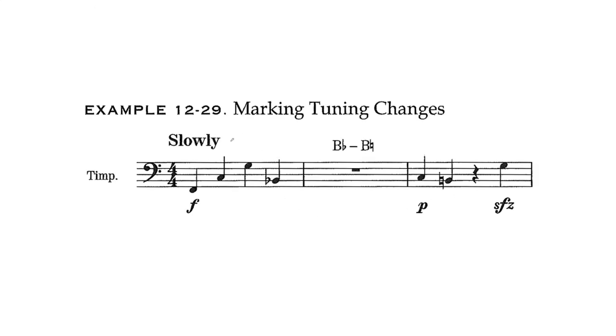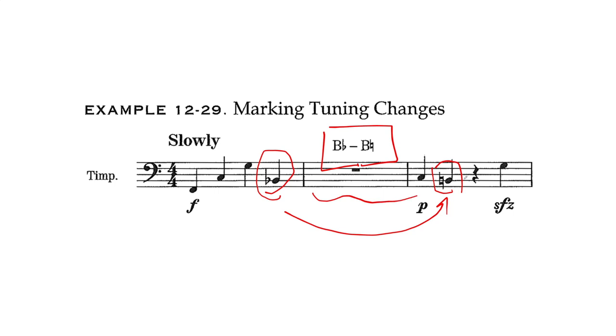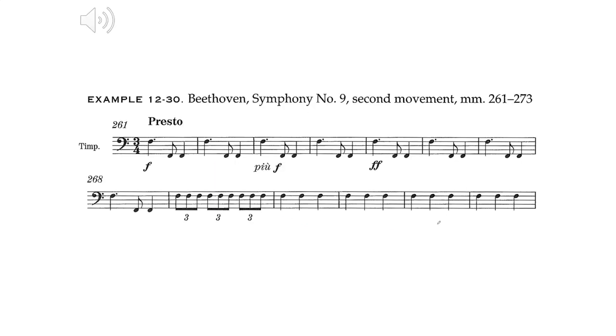As I said, with pedal we can change the tuning of the timpani. We have 4 timpanis and we have a B flat here, then it is changed to B natural. But as I said, it takes time. You have to give the player some time to do it. Another example from the literature, from the Symphony No. 9 by Beethoven. Let's listen to it.